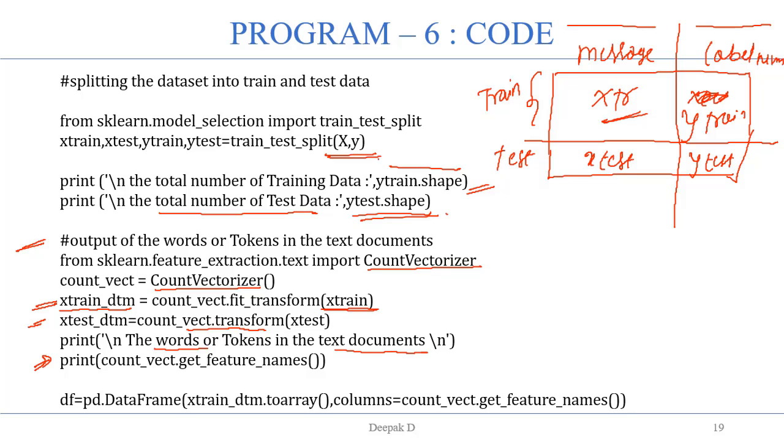And the next step is I print the feature names, or we can call it how many distinct words there are in my vocabulary. To get that, I use this statement. The next step is I convert my entire training data into the form of arrays, with the column names labeled as the feature names, and I store it as DF.